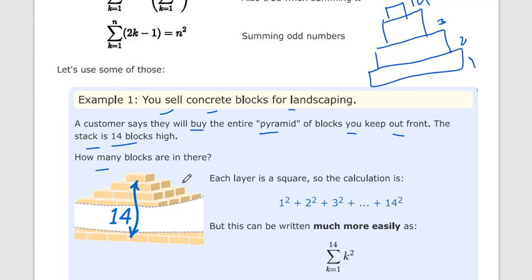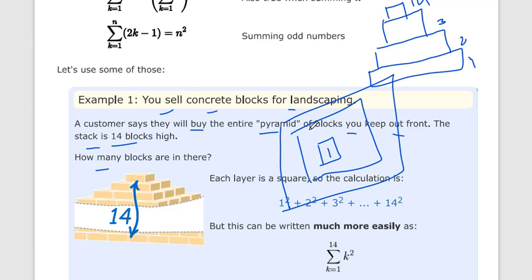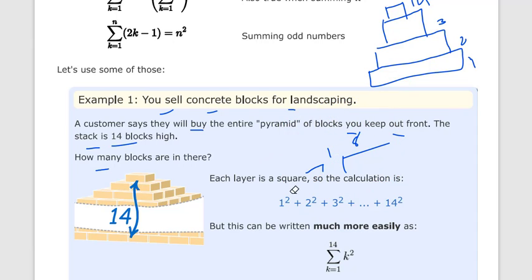If we see from the top, you can see that there is a square. This is the first block. The second layer will become how many blocks? Here 1, 2, 3, 4, 5, 6, 7, 8 and 9. Each layer is a square. So the first layer is 1 square, meaning 1 block. The second layer is 2 square, the third layer is 3 square. Since the stack is 14 blocks high, our sequence will go up to 14 square.